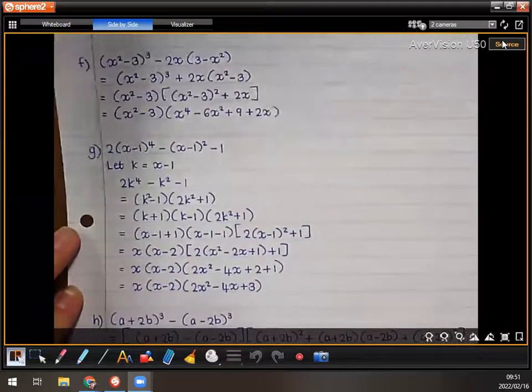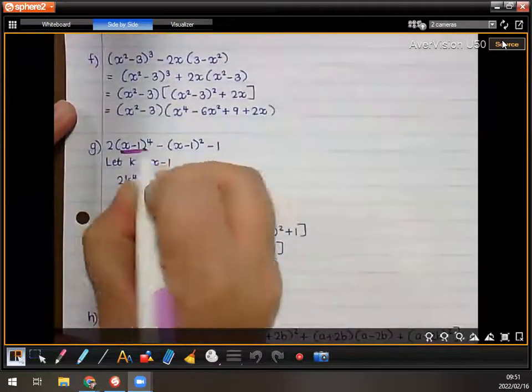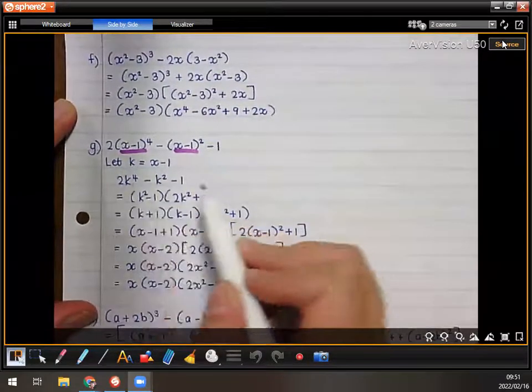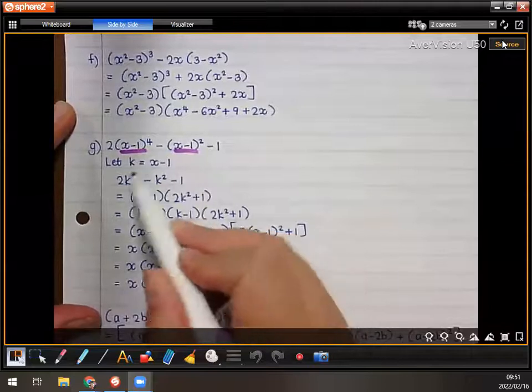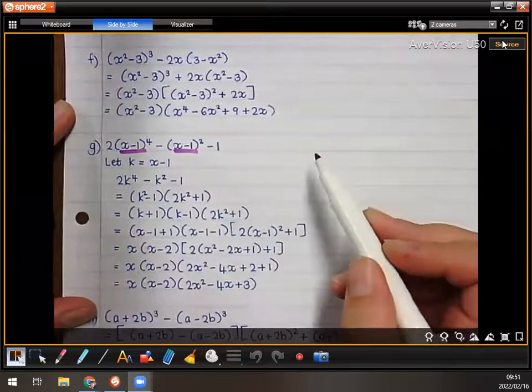So guys, in this one, you didn't have to use the k method, but it made things much simpler. Again, we have a repeated bracket there, so I made that bracket equal to k. Then we ended up with this trinomial, which is now a more difficult one to factorize, right? But you are able to do that, I'm sure.